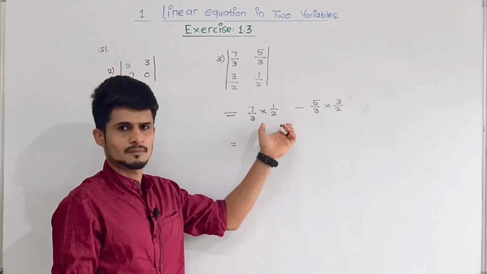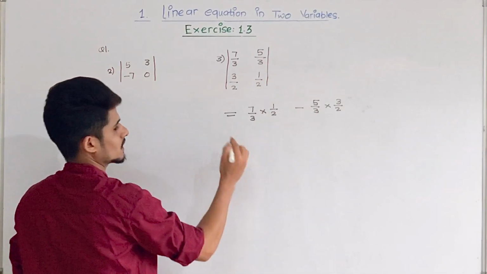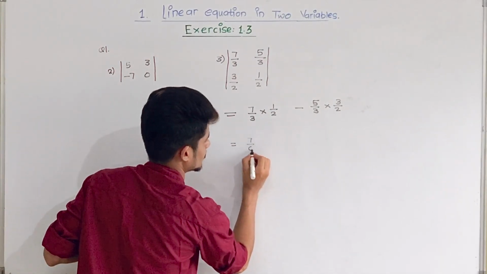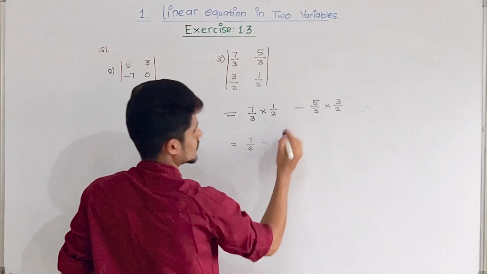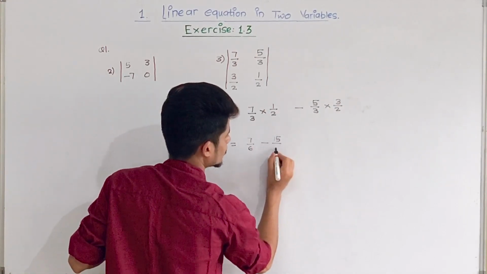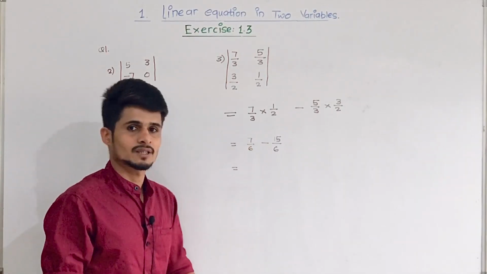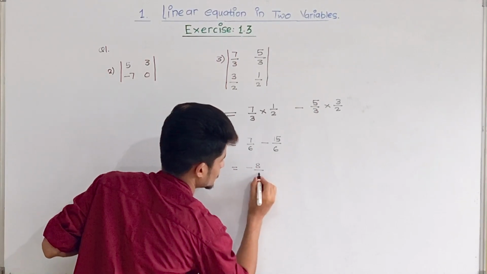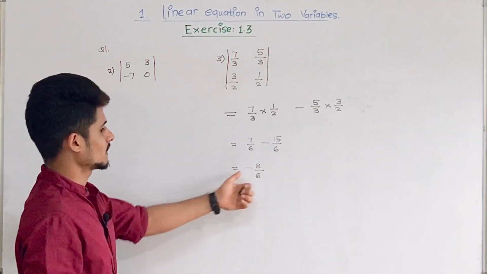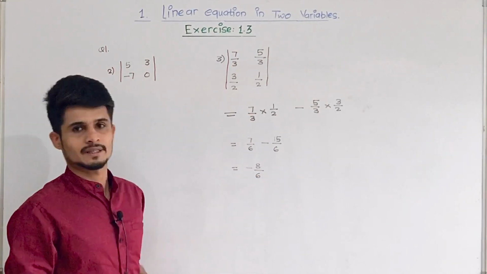So we'll just multiply the numbers. 7 ones are 7 and 3 twos are 6. That is 7 by 6 minus 5 threes are 15, 3 twos are 6, 15 by 6. 7 by 6 minus 15 by 6, that is minus 8 by 6. Sign of a bigger number. So this is the value of the determinant.